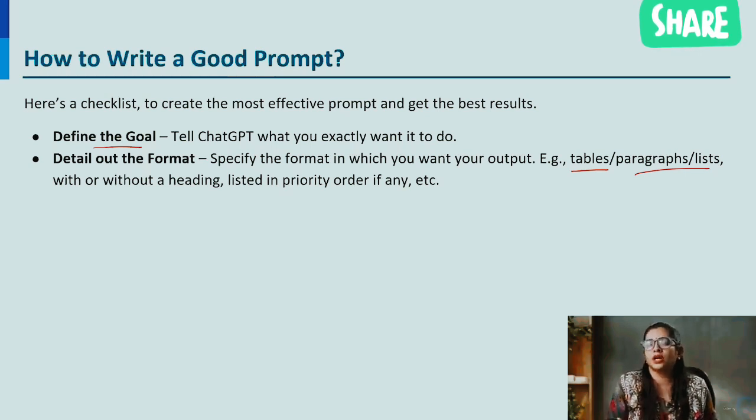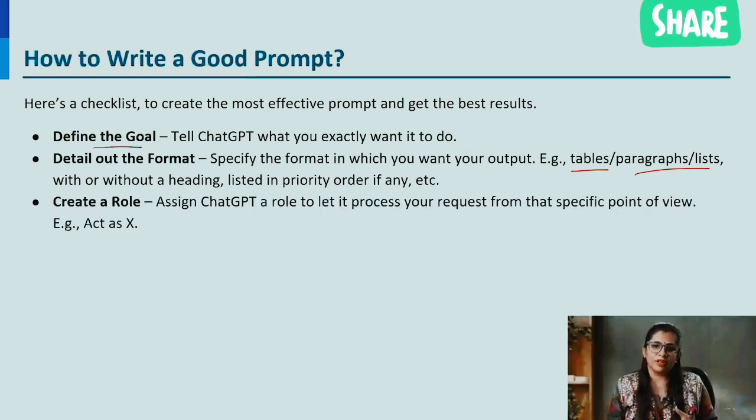Next is creating a role. If you remember the previous prompt that we discussed, while learning about components of a good prompt, we told as a context, act like an analyst. That is creating a role so that ChatGPT processes based on your request, based on that role that you have asked.